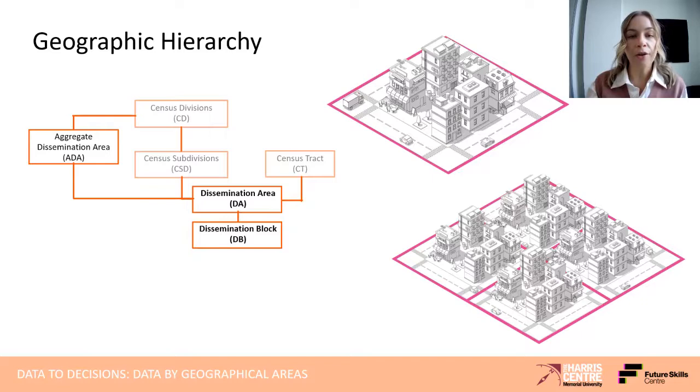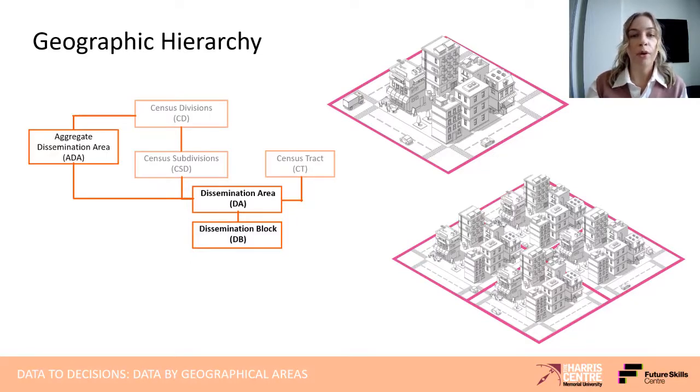The aggregate dissemination area is actually a new geography created for the 2016 census. These areas have a population of between 5,000 and 15,000 people, and they are created from existing dissemination areas. So it's at these levels of geography where you get into data at the neighborhood level.